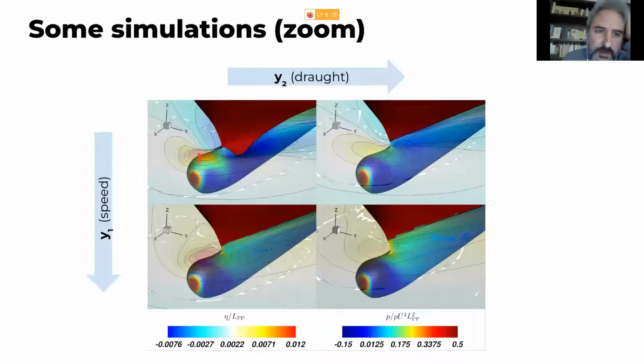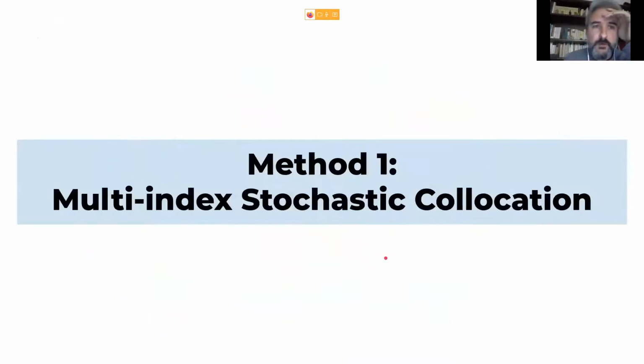So everything works fine, and this is a zoom on the bulb of the boat, and you see that depending on whether you are going slow or going fast, and depending on the draft, the bulb is partially emerging from the water or is completely underwater. Okay, now the idea of this talk is to present not just one, but two multi-fidelity methods, and to see which multi-fidelity method suits better the needs of this practical problem. So let me start with method one.